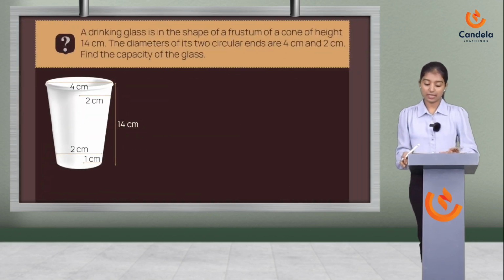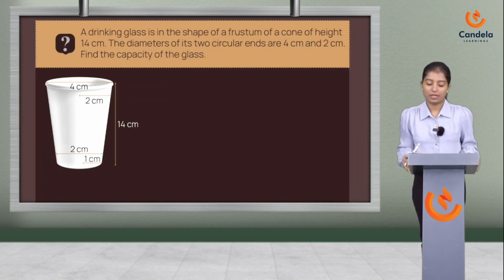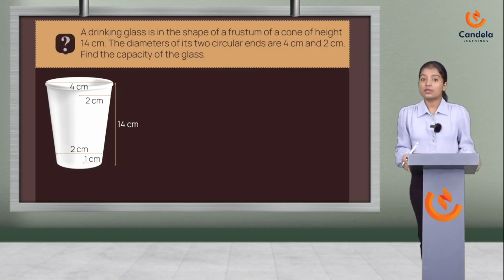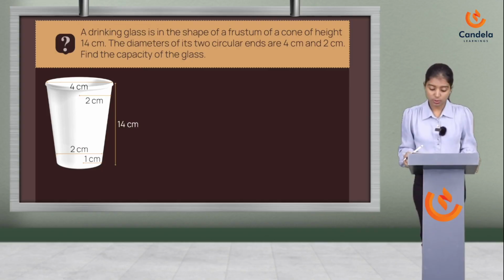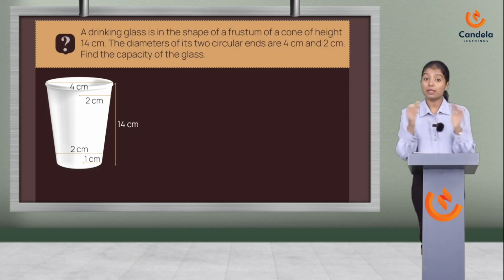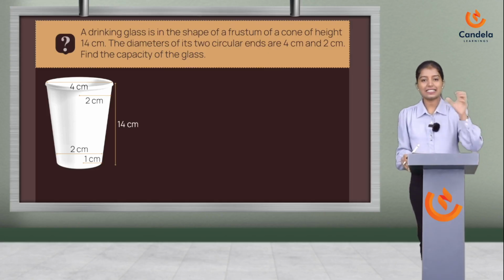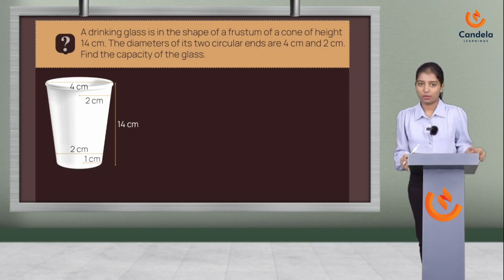we have a question here. Let's solve the question using the formula. So let's read out the question first, then identify the keywords and we can solve it. The question is, a drinking glass is in the shape of a frustum of a cone of height 14 cm. The diameters of its two circular ends are 4 cm and 2 cm. Find the capacity of the glass. So look at the shape of the glass. Yes, definitely it is in the shape of frustum of a cone, right?